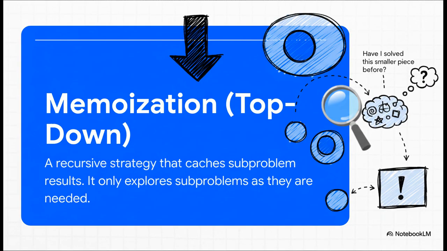So here's the key thing to get about memoization. It is demand-driven. It starts with the big, final problem and uses recursion to work its way down, asking at every single step, hey, have I solved this little piece before? If the answer is yes, it just grabs the solution from its cache. If not, it solves it and then stores the answer for next time.